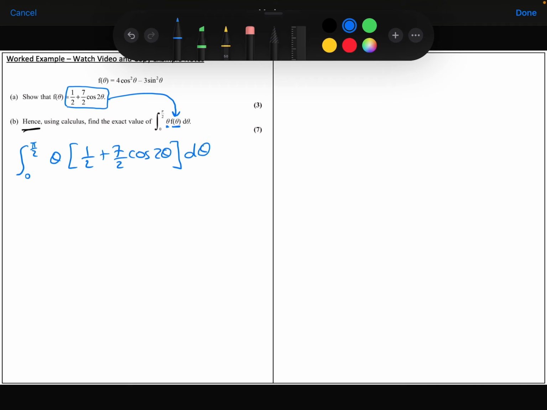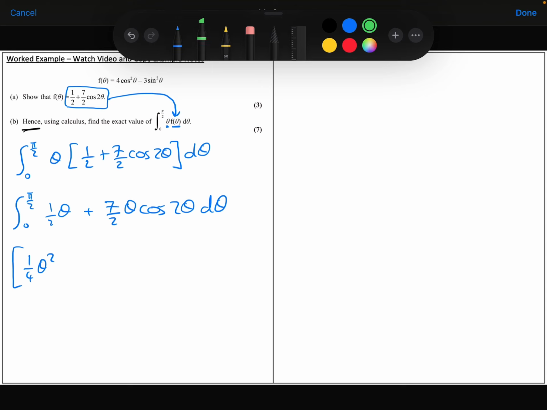Right, let me expand those brackets. So theta times a half is a half theta. Theta times 7 over 2 cos 2 theta is 7 over 2 theta cos 2 theta. Right, let's try and integrate this then. We're integrating with respect to theta. Well, the half theta, that's going to integrate easily. That's just going to be a quarter theta squared. So that's pretty easy.